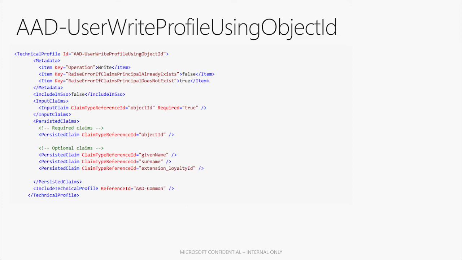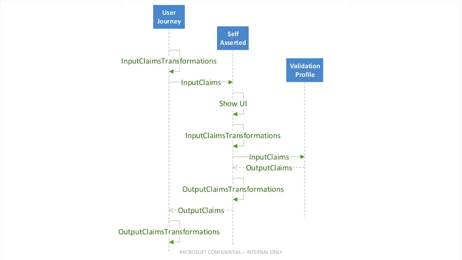So the question is, what order and how do these get processed? This diagram attempts to represent that. When the user journey is executing, at some point when the claims exchange step is invoked, the IEF is going to do input claims transformations of the technical profile which is yet to be invoked. So the technical profile has not been invoked. IEF will first start doing the input claims transformations, and whatever transformations it does, it will put them in the claims bag that it maintains.